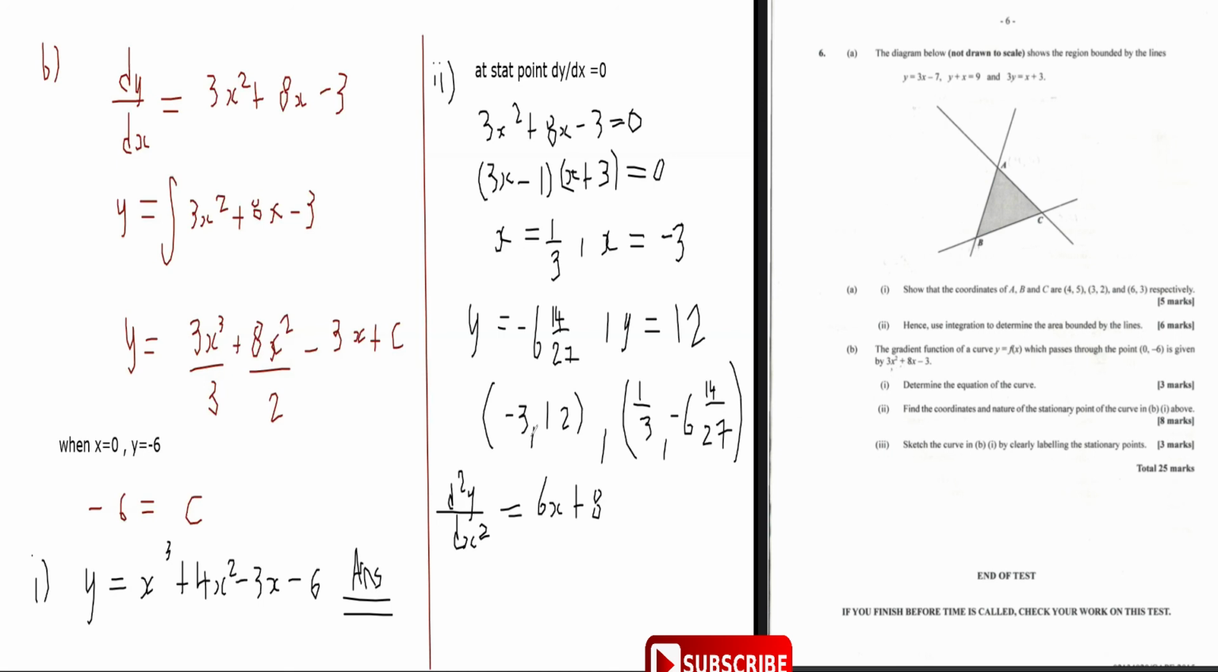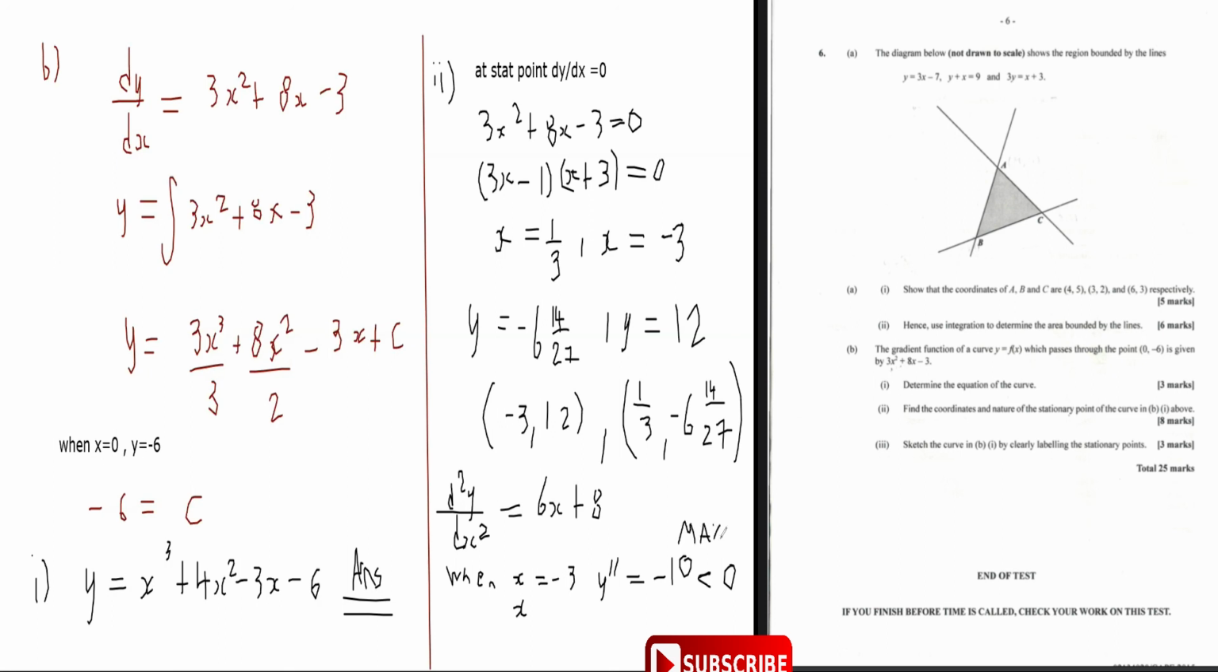All right. And now you need the second derivative when x is minus 3. So when x is equal to minus 3, the second derivative, y double prime, is equal to 6 times minus 3 plus 8. That's negative 10. Since it's negative 10, this is less than 0. And so when x is minus 3, that's a maximum point. This is a max point.